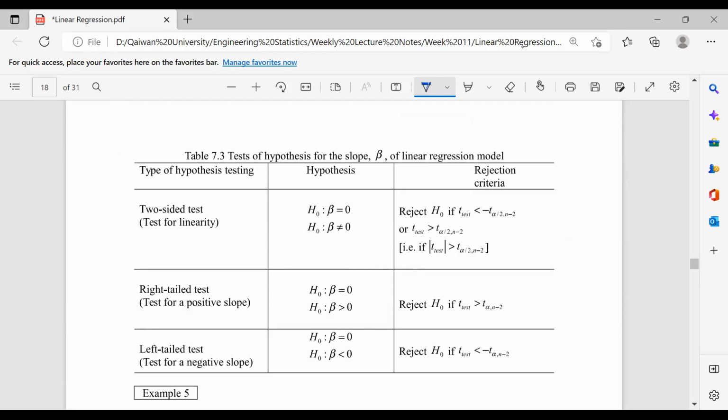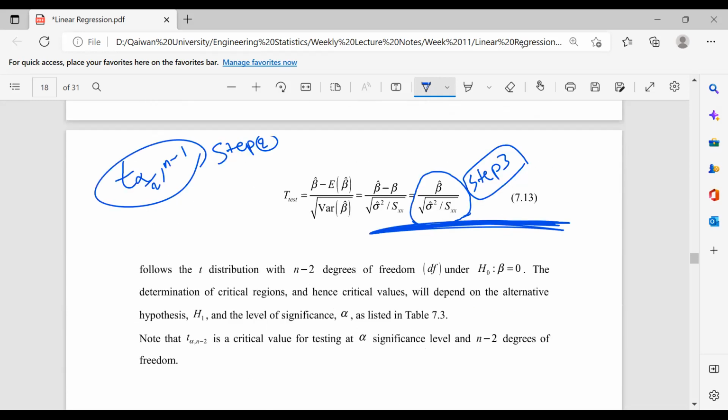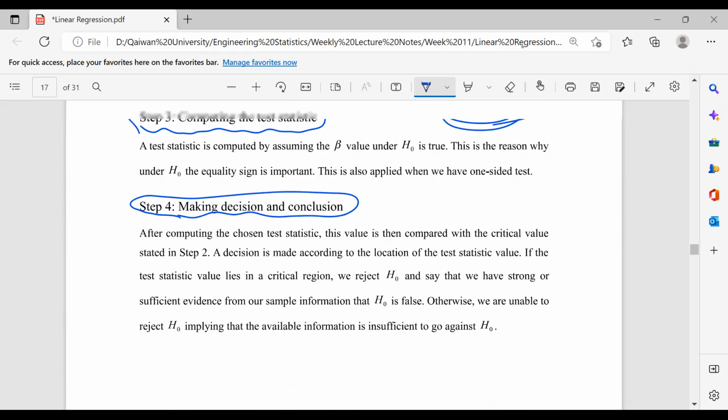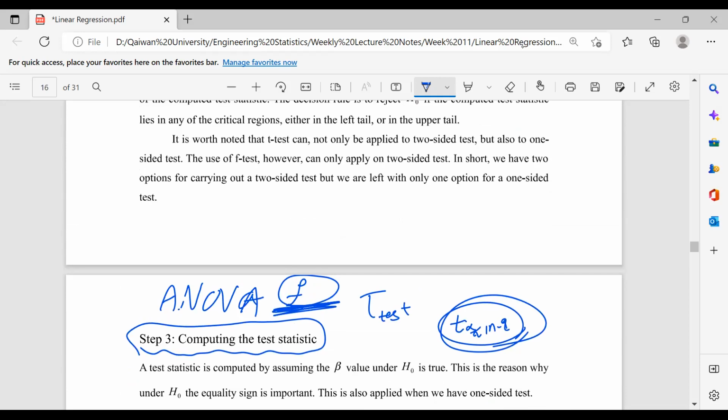Well, in this table, we compare steps 2 and 3. If the t-test, which is in step 3, is less than minus T of alpha over 2 and n minus 2. It's n minus 2, not n minus 1 actually. Sorry, it's n minus 2. And even the above one, I said this n minus 2.